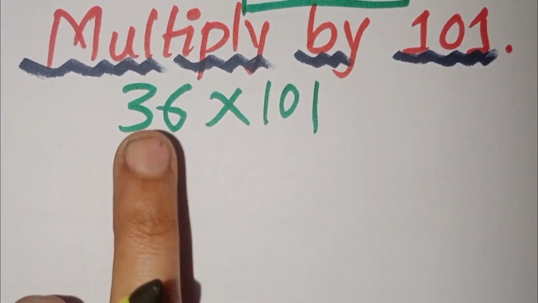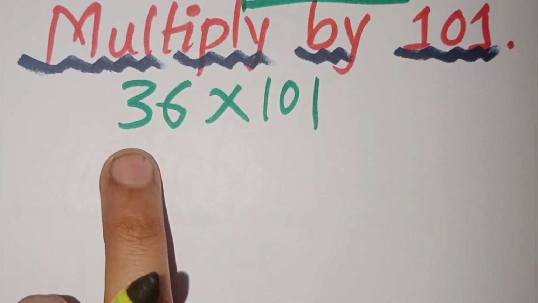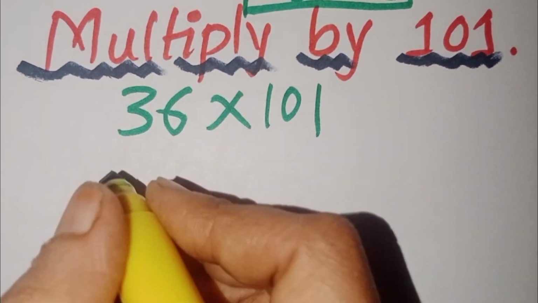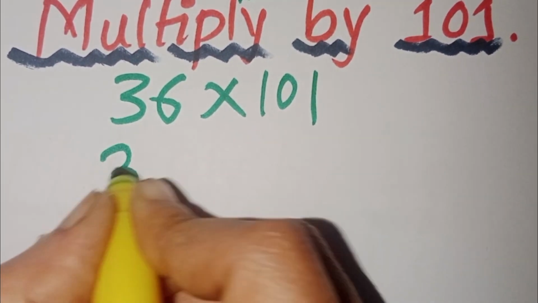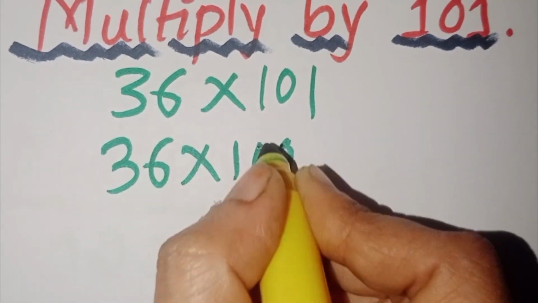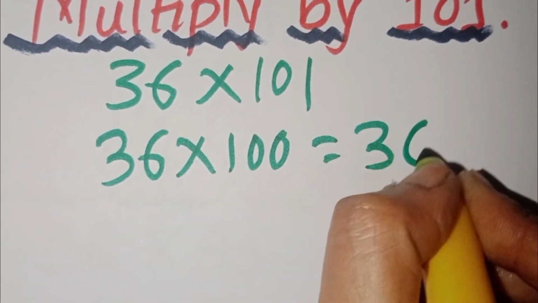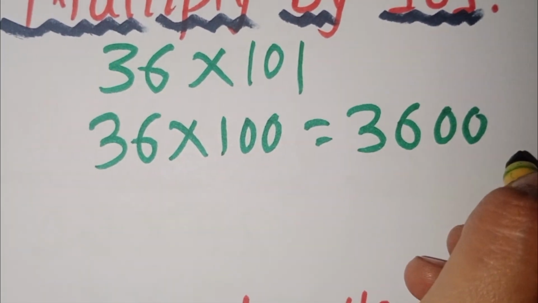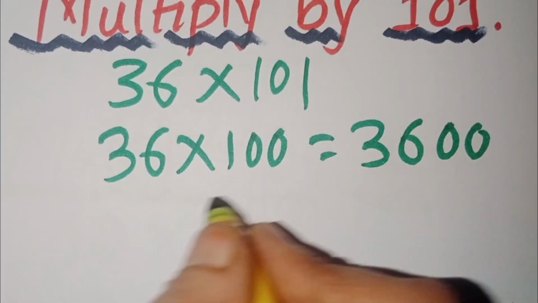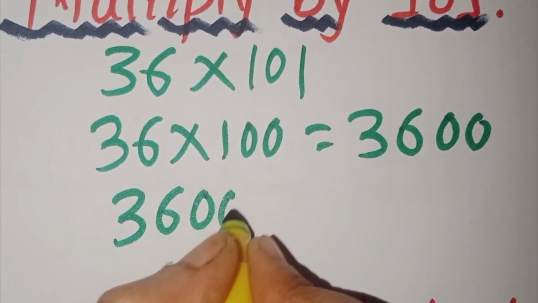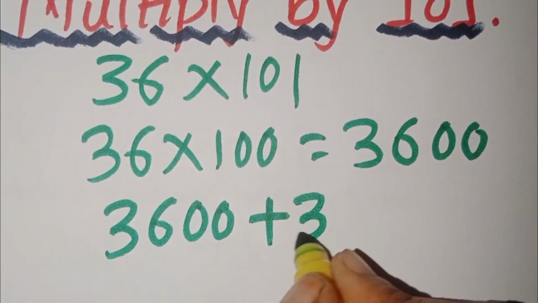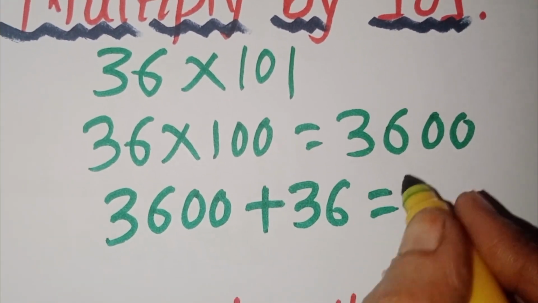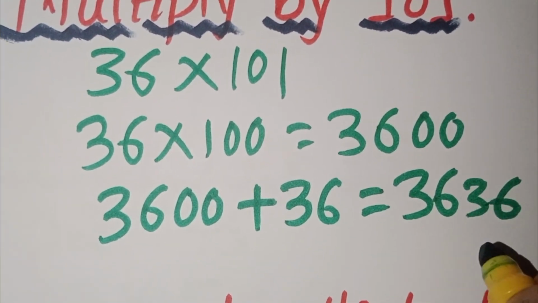Multiply by 101. First multiply the number by 100. Then add the original number. 36 into 100 is 3600. Now add the original number. 3600 plus 36. We get 3636.